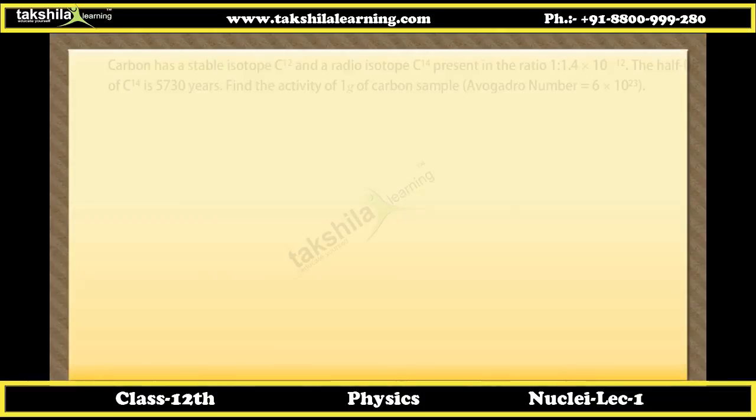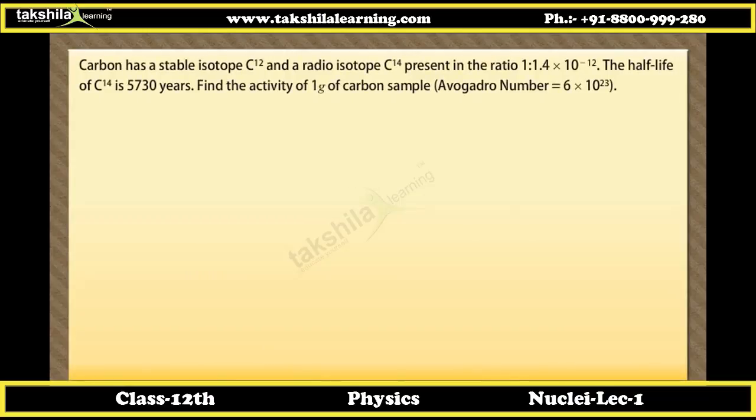Example: carbon has a stable isotope carbon-12 and a radioisotope carbon-14 present in the ratio 1 : 1.4 × 10^−12. The half-life of carbon-14 is 5,730 years. Find the activity of 1 gram of carbon sample. Avogadro's number is equal to 6 × 10^23.